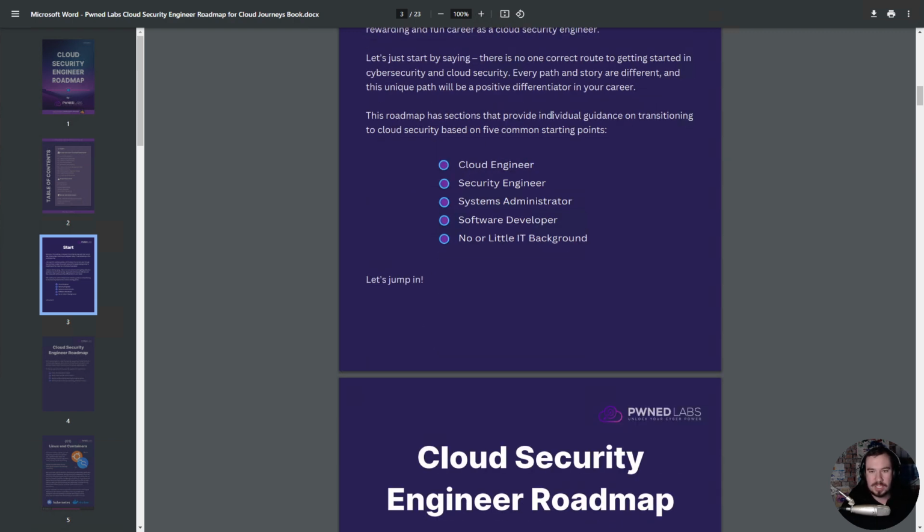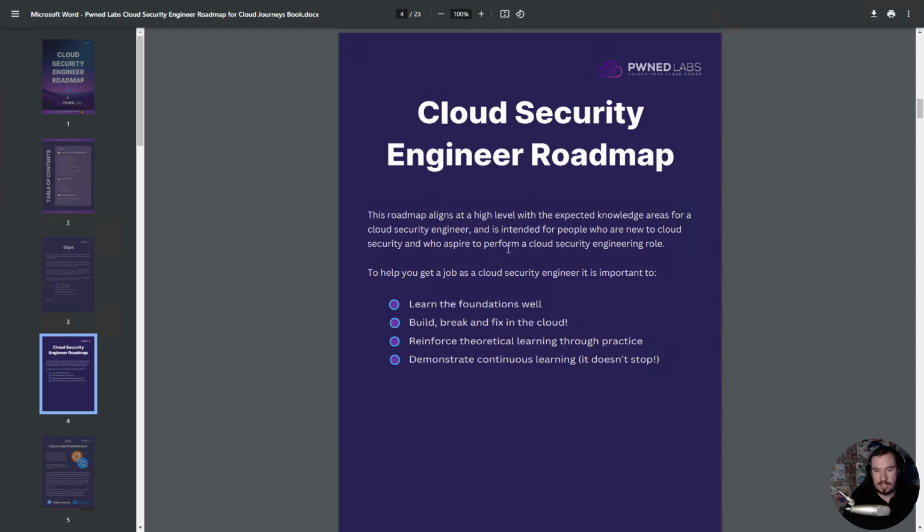The roadmap has sections that provide individual guidance. So we have cloud engineer, security engineer, system admin, or software developer. So you kind of pick where am I starting from and where do I go from there. So we'll look over this real quick. The cloud security engineer roadmap. This aligns at a high level with the expected knowledge areas for a cloud security engineer and is intended for people who are new to cloud security and who aspire to perform a cloud security engineering role, which it's probably many of you watching this.